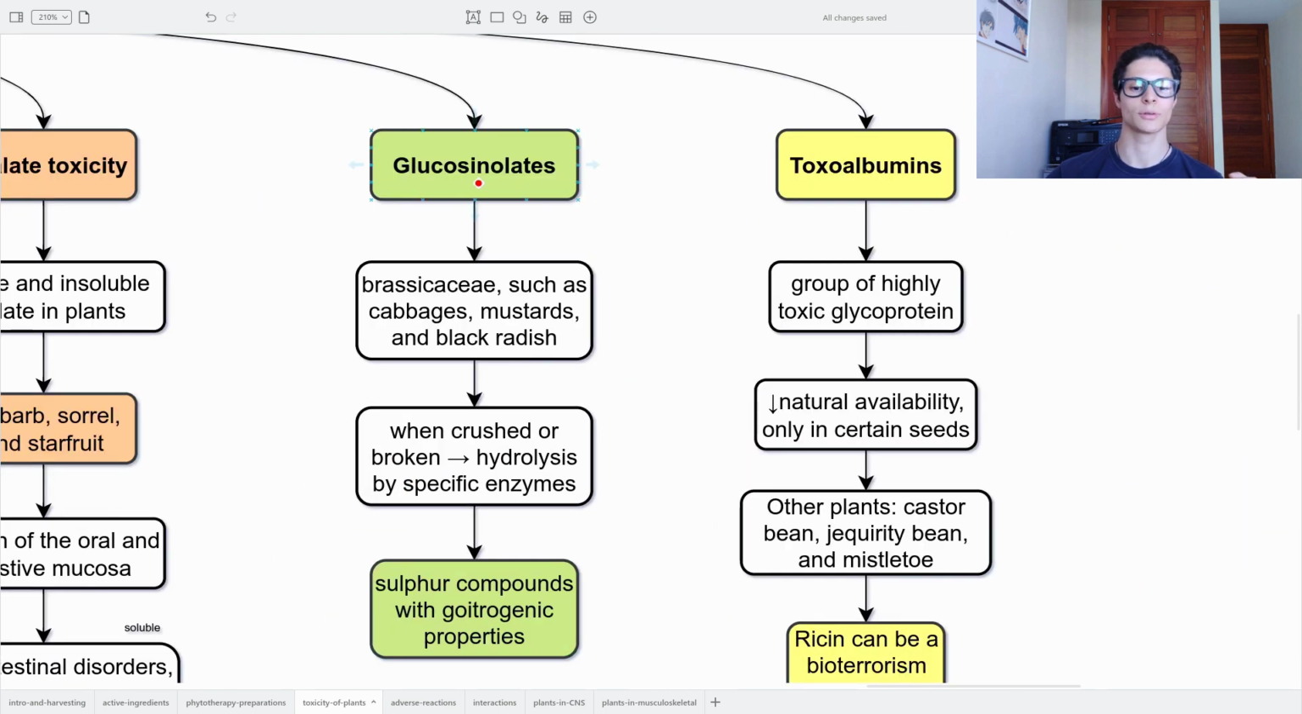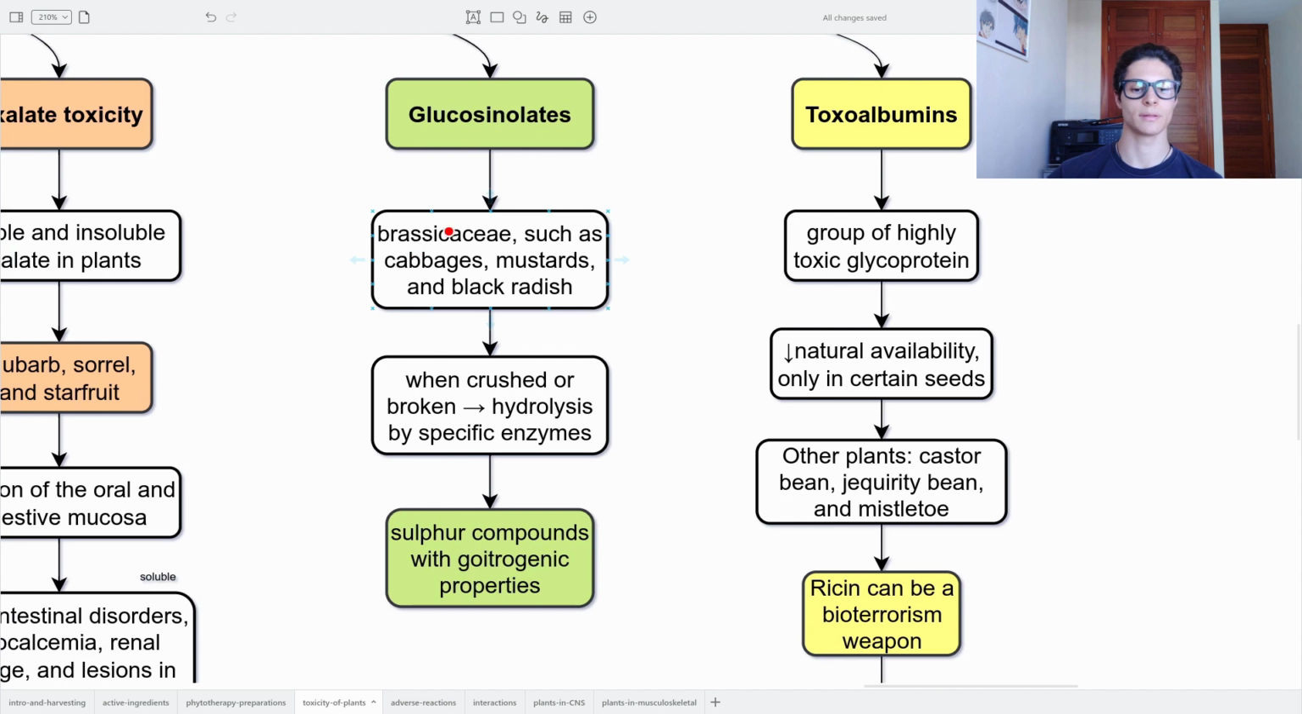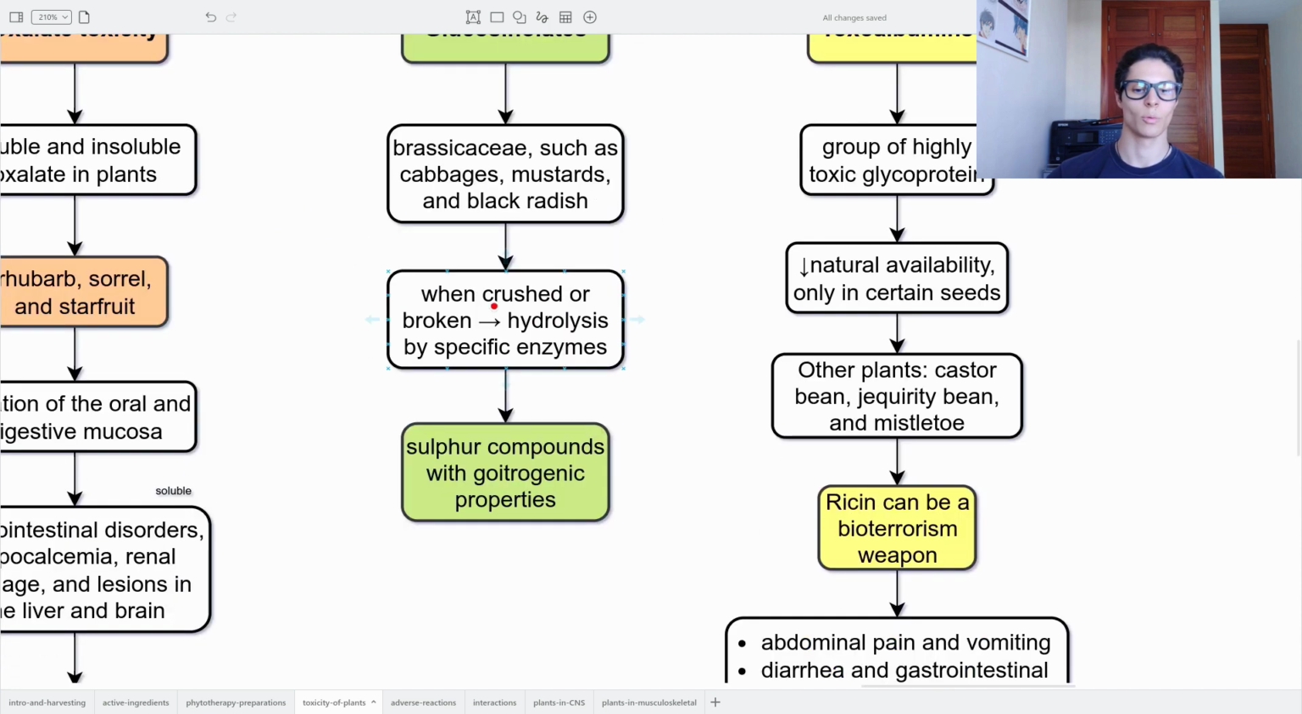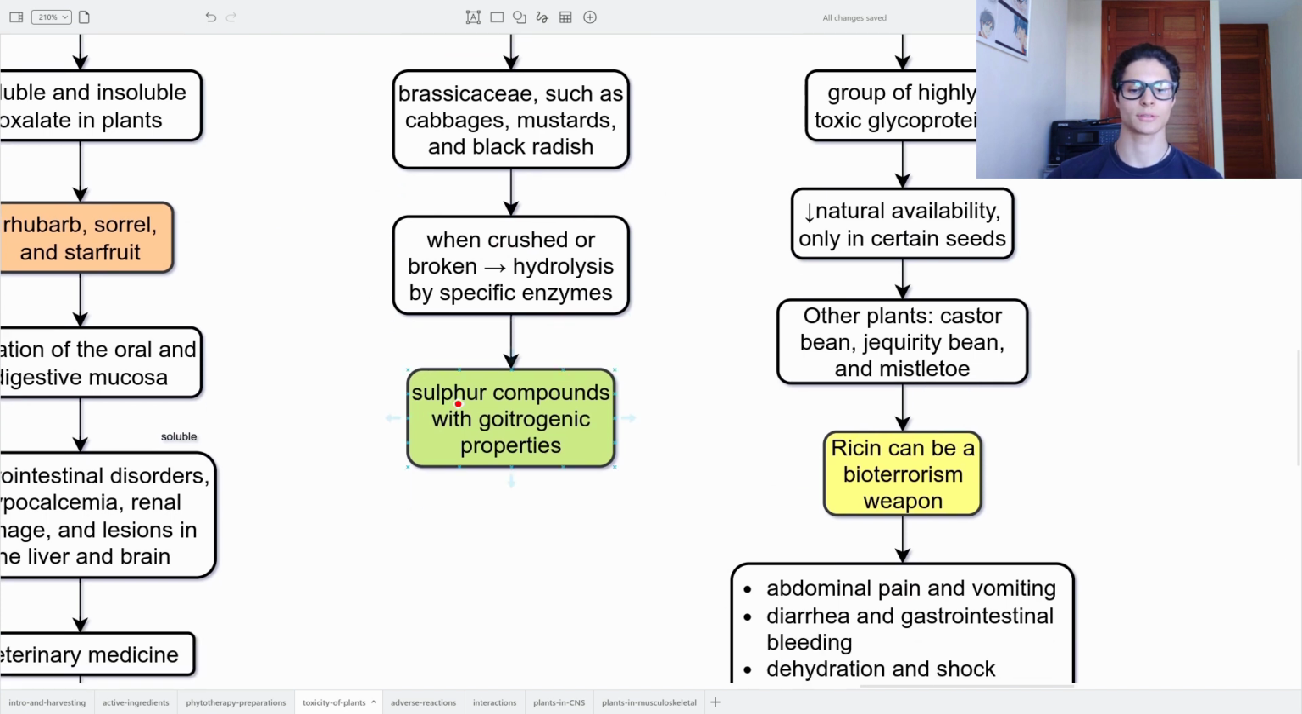Then we have glucosinolates. These are found in brassicas, such as cabbages, mustards, and black radish. When crushed or broken, there is a hydrolysis by specific enzymes, and this will create sulfur compounds that have goitrogenic properties, so an enlargement of the thyroid.